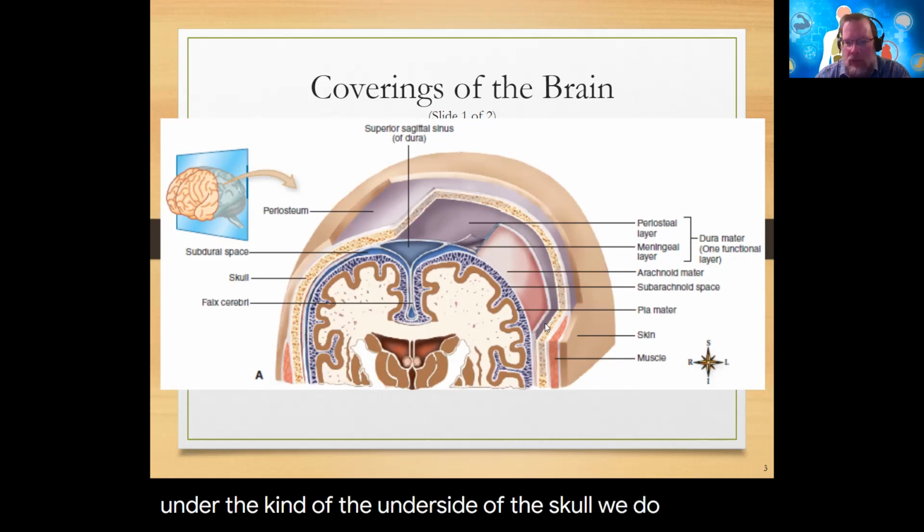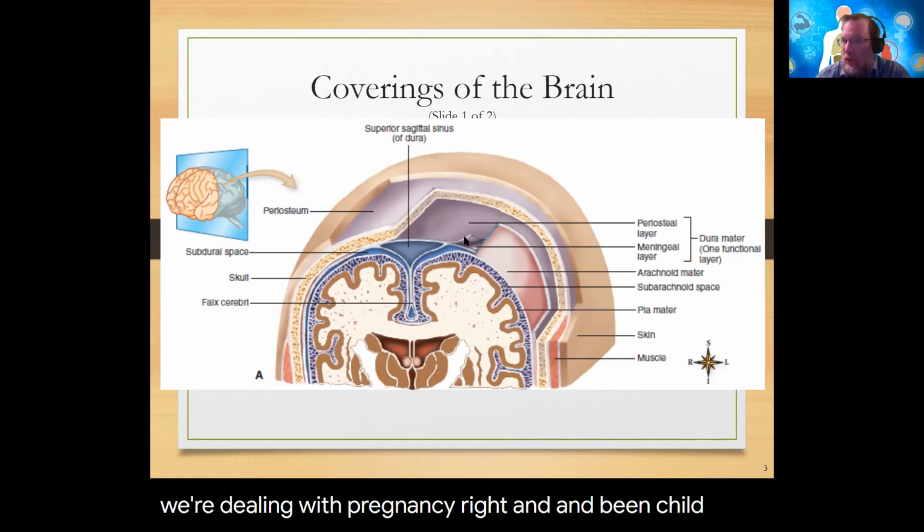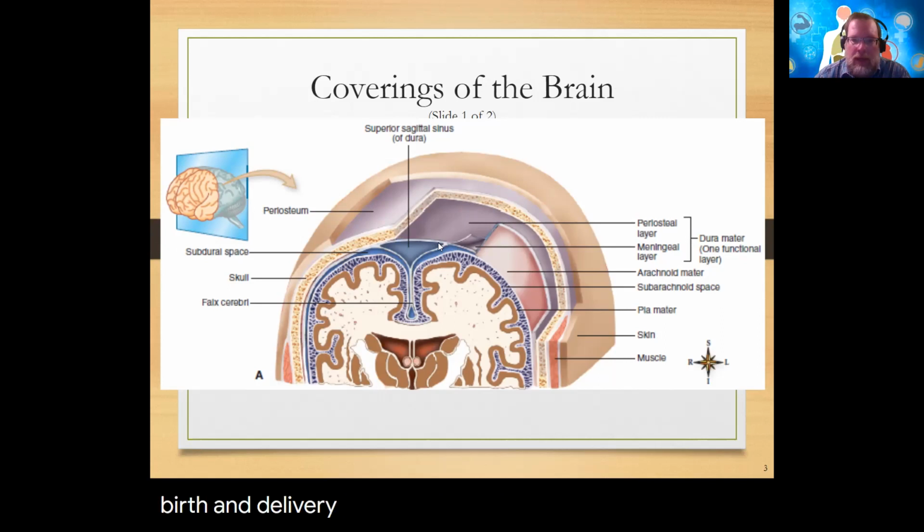We do have what's called an epidural space. I bet all of you have heard of an epidural at some point. We typically think about it when we're dealing with pregnancy, childbirth, birth and delivery. An epidural is going to be in the epidural space, so upon the dura. So we're going to be even higher. They don't really show the epidural space here. We typically see that in more detail when we look at the spinal cord and these same meninges around the spinal cord.